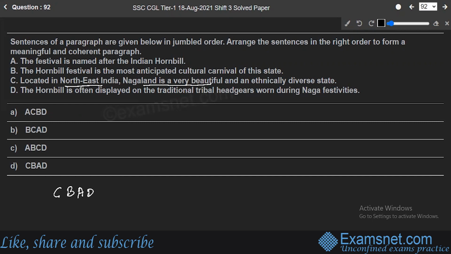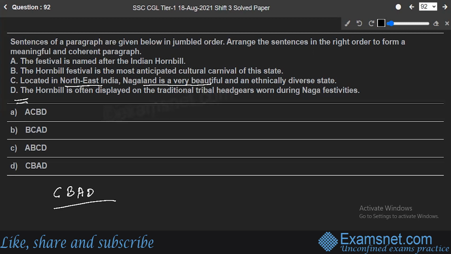Then lastly, the D is left. It will come as a concluding part because it is giving information about how and where Hornbill is displayed. Right. So, D part: the hornbill is often displayed on the traditional tribal headgears worn during Naga festivities. Now, let's read the whole paragraph in this sequence.